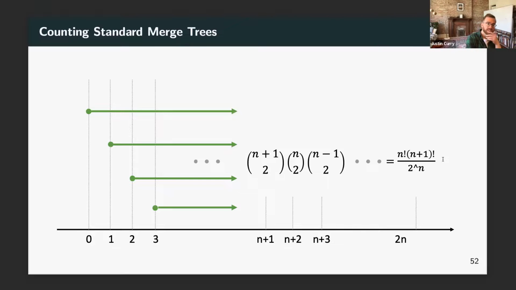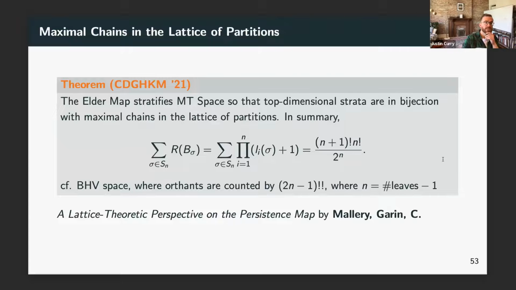And this formula actually shows up somewhere else. This counts the number of maximal chains in the lattice of partitions. And this is actually a result of Erdős that we ended up rediscovering. And the cool thing is if you ask, well, how many orthants are there in merge tree space?